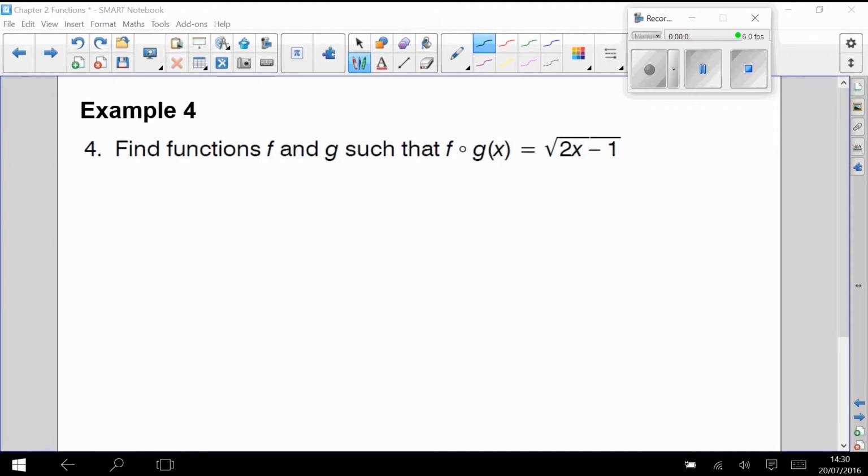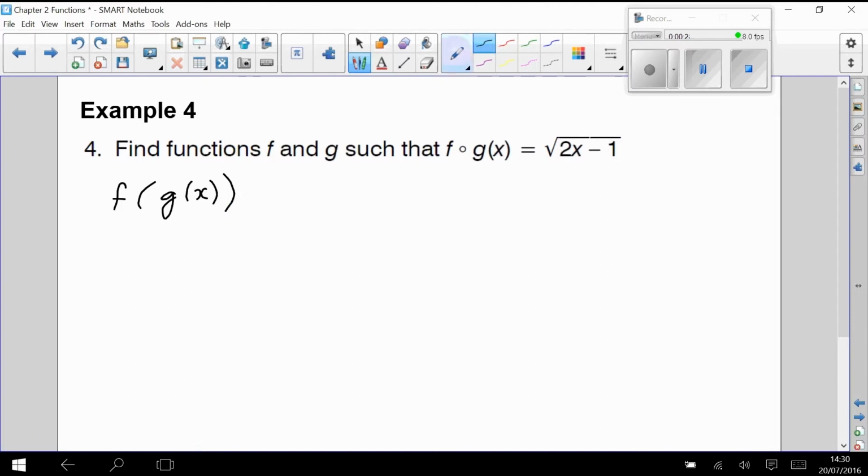Clearly, if I give you two separate functions and I ask you to find their composite function, I can also give you a composite function and ask you to split it into the two separate functions. The composite function that I've been given is the function f of g of x, and I'm telling you that that is given to me by the square root of 2x minus 1.